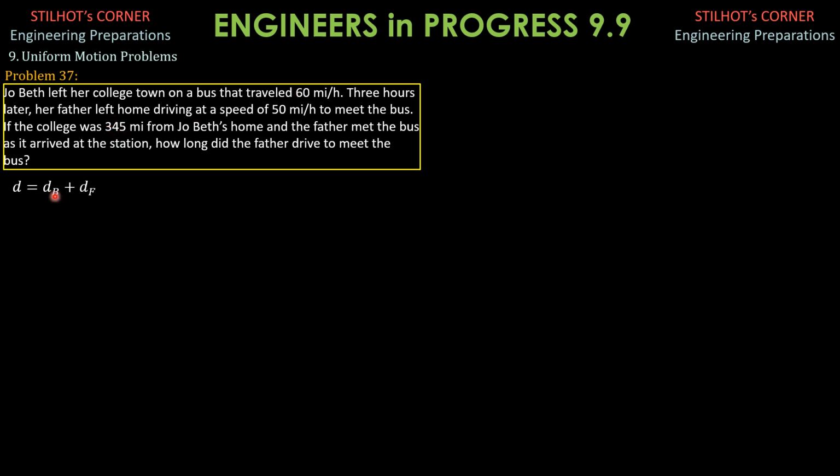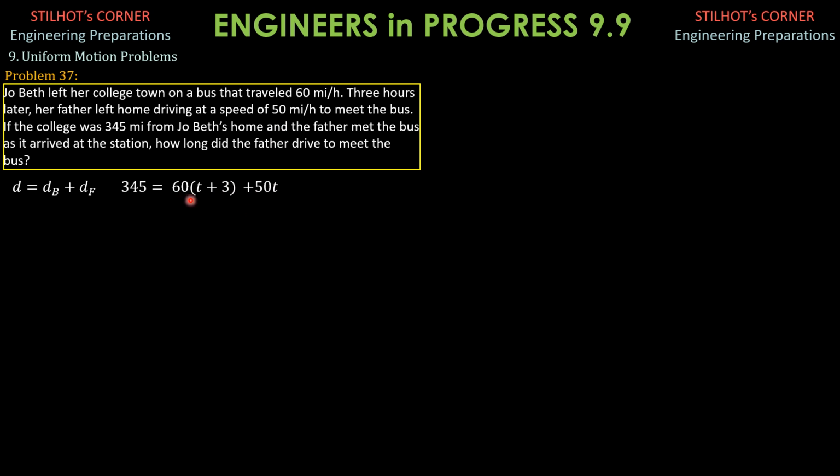The distance traveled by the bus is the speed of the bus, which is 60 miles per hour, times the travel time, which is, as I said, t plus 3. So 345 equals 60 times (t plus 3), where t is the travel time of the father. And the bus, take note, the travel time of the bus is 3 hours more than that of the father's travel time. So plus 50 times t.